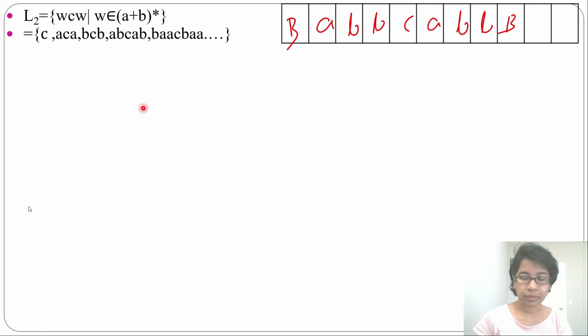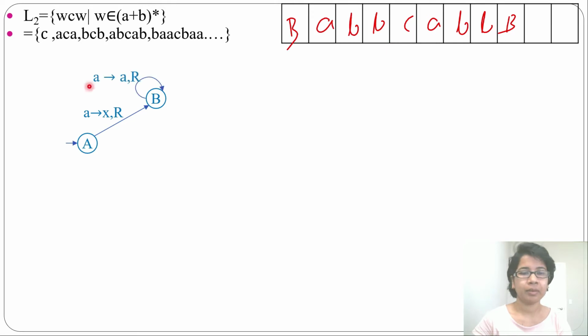Let's design the Turing machine. There will be an initial state. On A it will write X and move right. Now it may see more A and B; for that it will simply skip. For A it will write A and move right, for B it will write B and move right. Now when it sees C, C will be C and it will move right. Now it may see some X, so X will be X and it will move right.